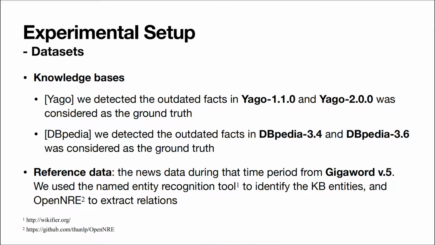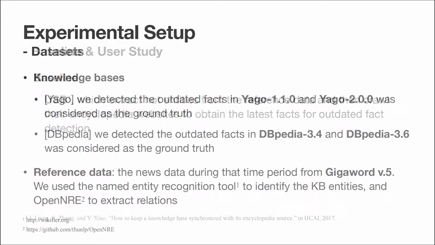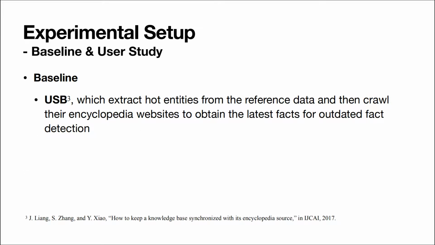We used the named entity recognition tool to identify the KB entities and OpenIE to extract relations. We compare the effectiveness of our framework with USB, which extracts hot entities from the reference data and then crawls their encyclopedia websites to obtain the latest facts for outdated fact detection.